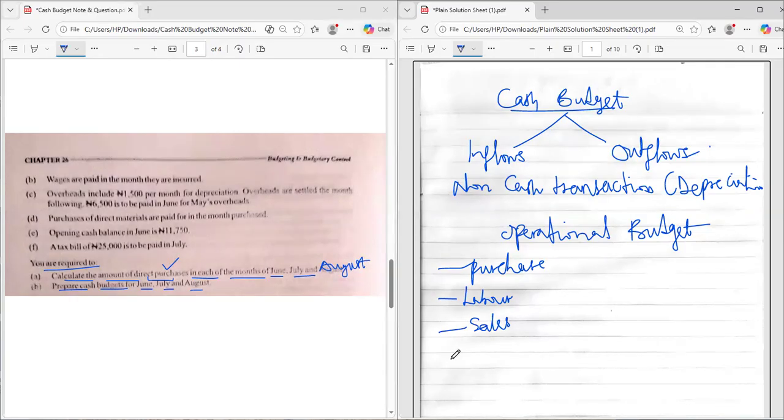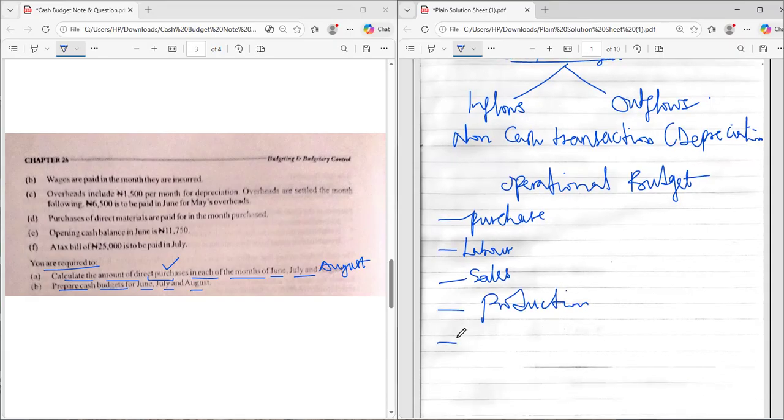It may include your production budget. It can include your material usage budget. Am I making sense now? So all these are departmental budgets. Any budget that you see that is prepared at departmental level, they are departmental budgets. If you have a cash office and you prepare a cash budget, that makes cash budget a departmental budget as well. Makes sense?